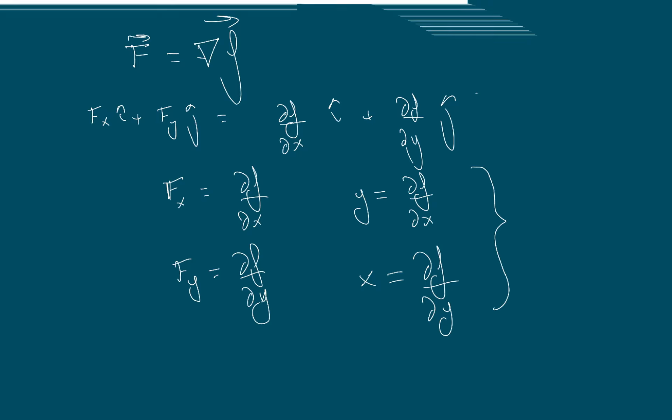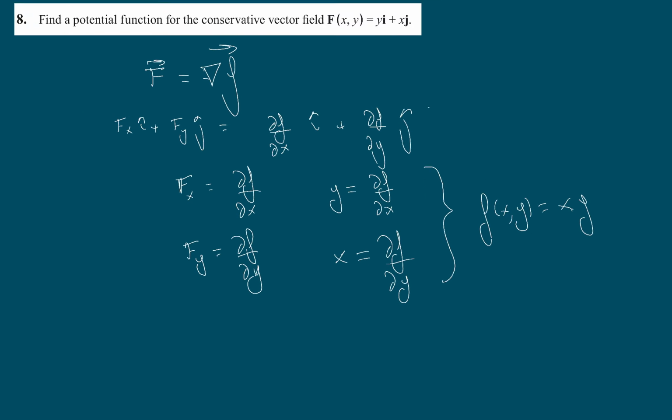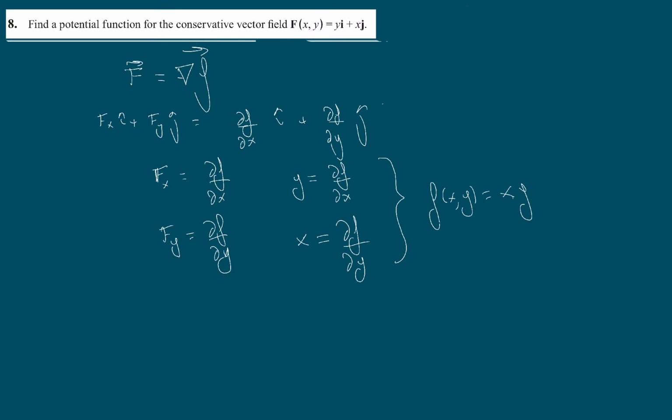What would it be? Well, it could be f of x, y equal to x multiplied by y, because the partial derivative of f with respect to x is y, and the partial derivative of f with respect to y is x. But indeed, any potential like this plus c will work.